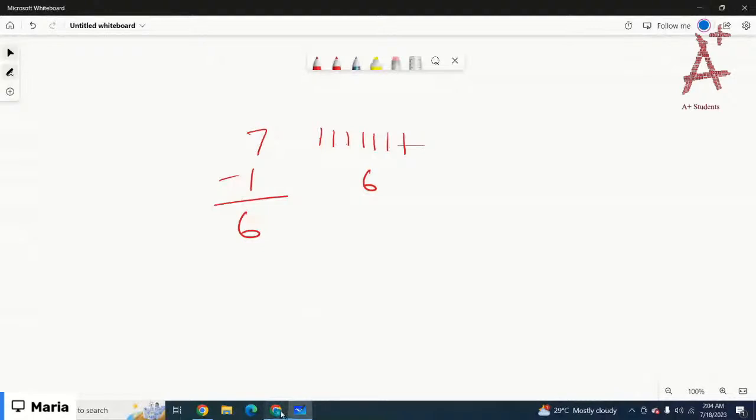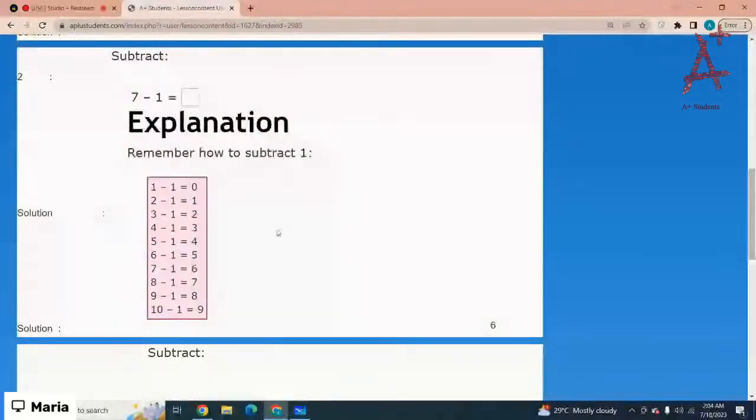Okay, here is the table. You can also just have a look at the table. 1 take away 1 is 0. 2 take away 1 is 1. 3 take away 1 is 2. 4 take away 1, 3. 5 take away 1 is 4. 6 take away 1 is 5. 7 take away 1 is 6. 8 take away 1 is 7. 9 take away 1 is 8. And 10 take away 1 is 9. So you can also remember this table.